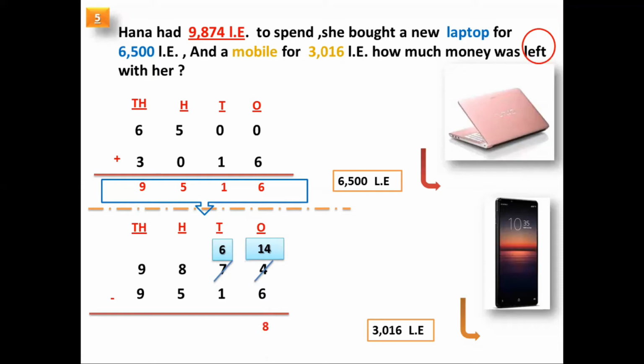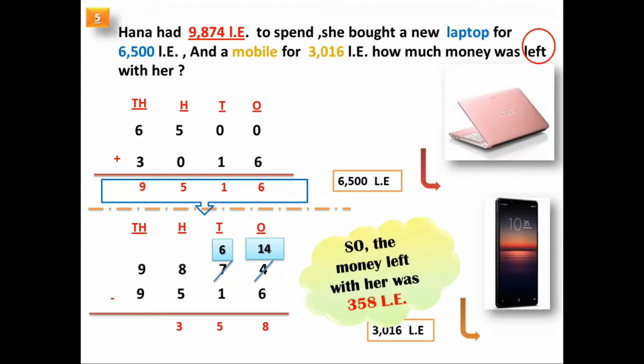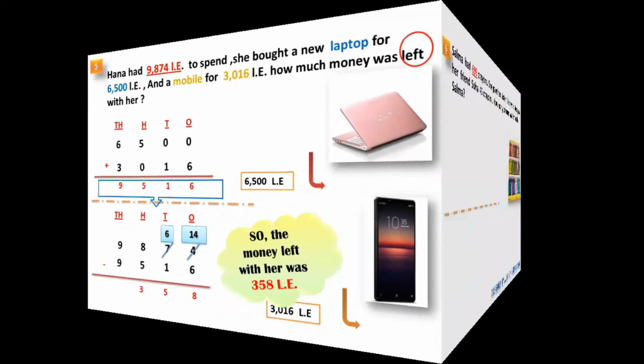Let's move to tens. Here we have 6 minus 1, not 7 minus 1. We have here 6 minus 1 equals 5. Let's move to hundreds. 8 minus 5 equals 3. And let's move to the thousand. 9 minus 9 equals 0. And 0 on the left is meaningless, so we can drop it. So at the end, we find that the money left with Hannah was £358.